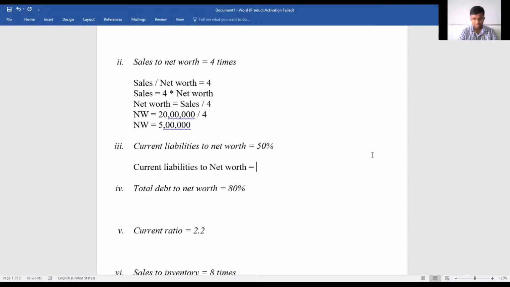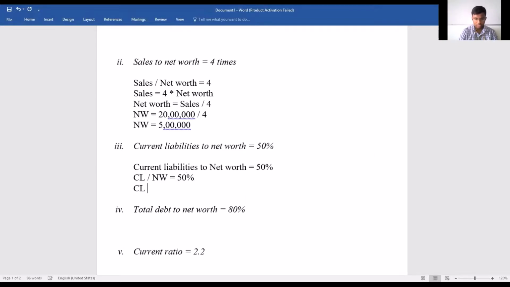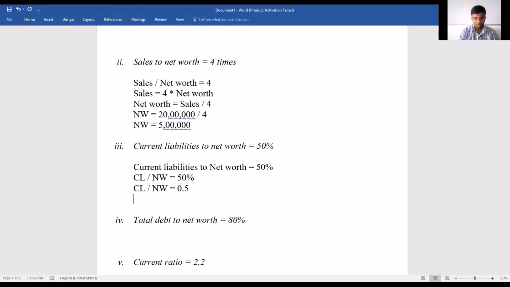Okay, so this is 50%. Current liability divided by net worth is equal to 0.5. What is 0.5? 50% is 50 divided by 100, which becomes 0.5. So current liability is equal to 0.5 into net worth.